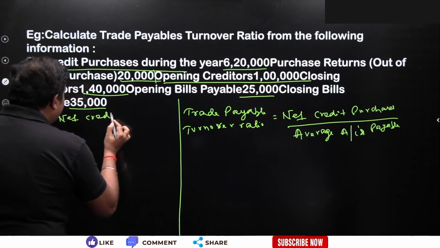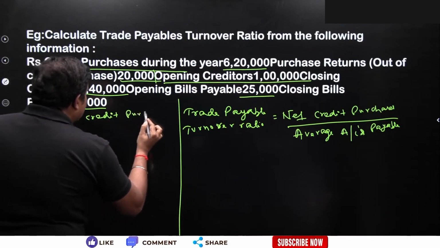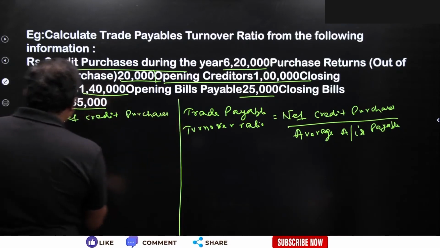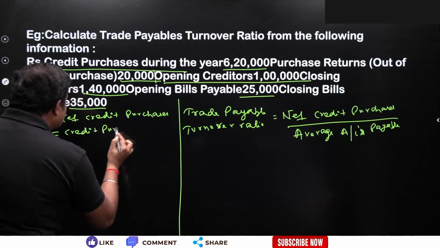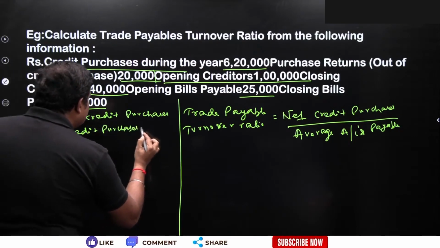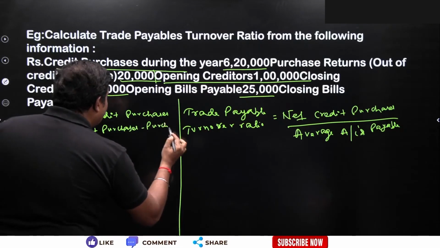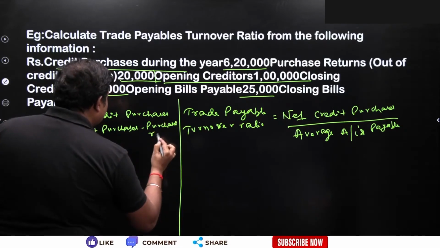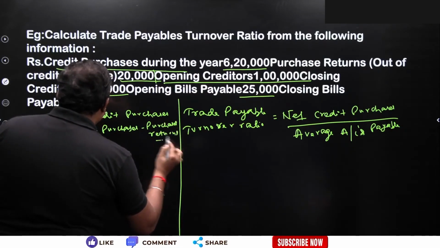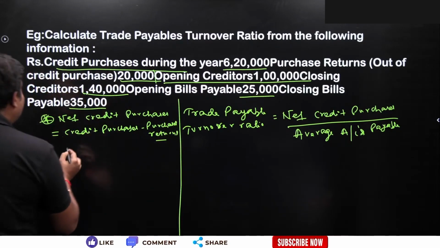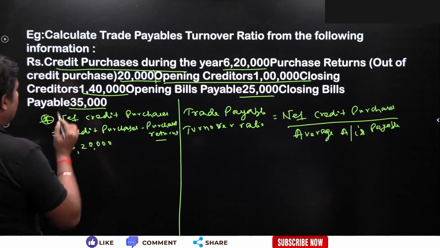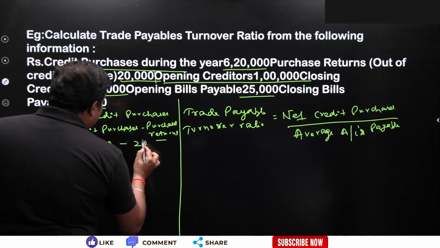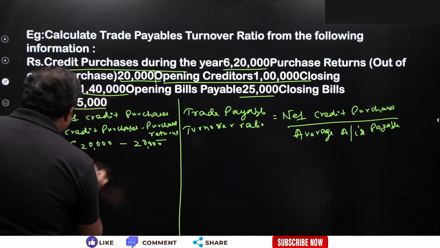And the information is given here. Basically we have the credit purchases and we have the returns also. Credit purchases minus purchases return will give you net credit purchases. Here they have given net credit purchases of 6,20,000, and purchases return is 20,000. So your net credit purchases would be 6 lakh rupees.